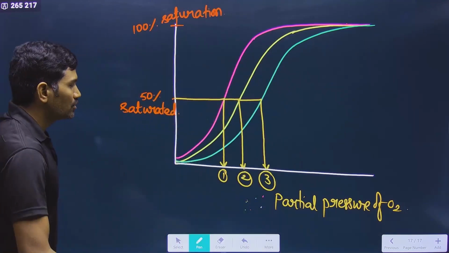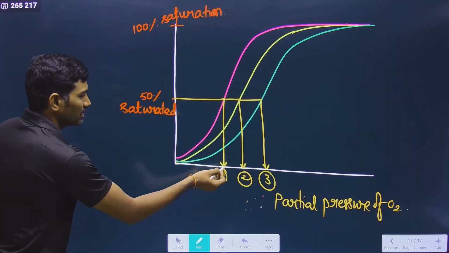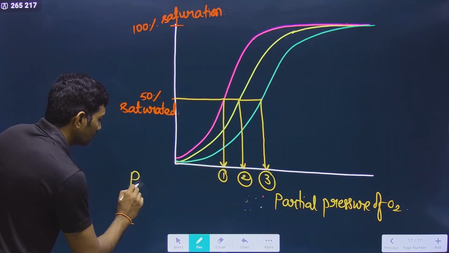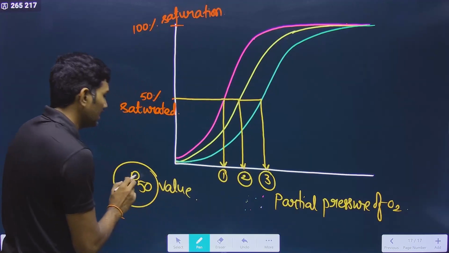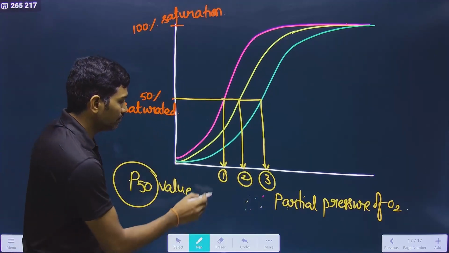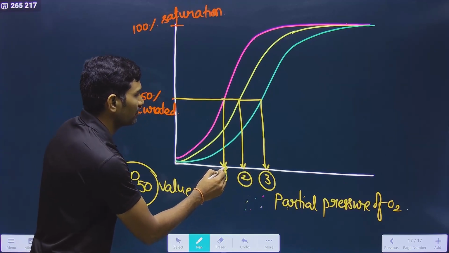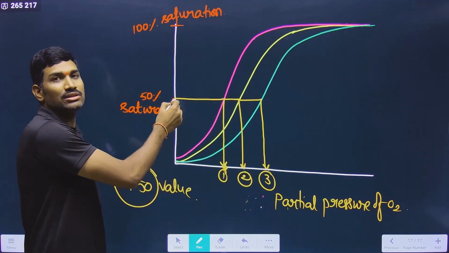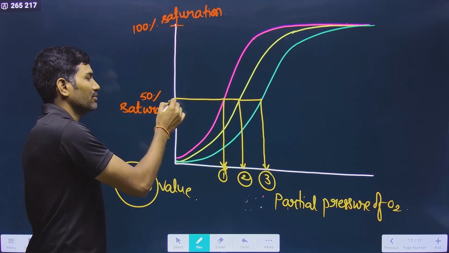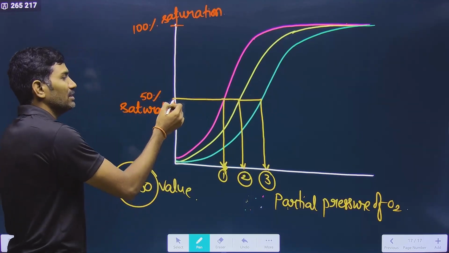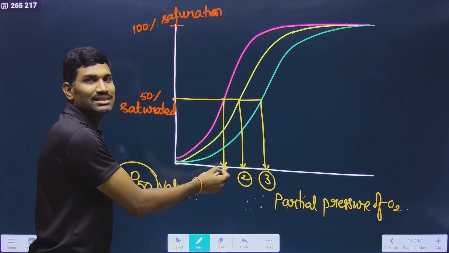Yes or no? So what are these particular values indicating? These will indicate the P50 value. What is this P50? P is the partial pressure. This is the partial pressure value, P50 value for what? For 50% saturation. This is the 100% saturation. This is the 50% saturation. For 50% saturation, what is the partial pressure of oxygen required?